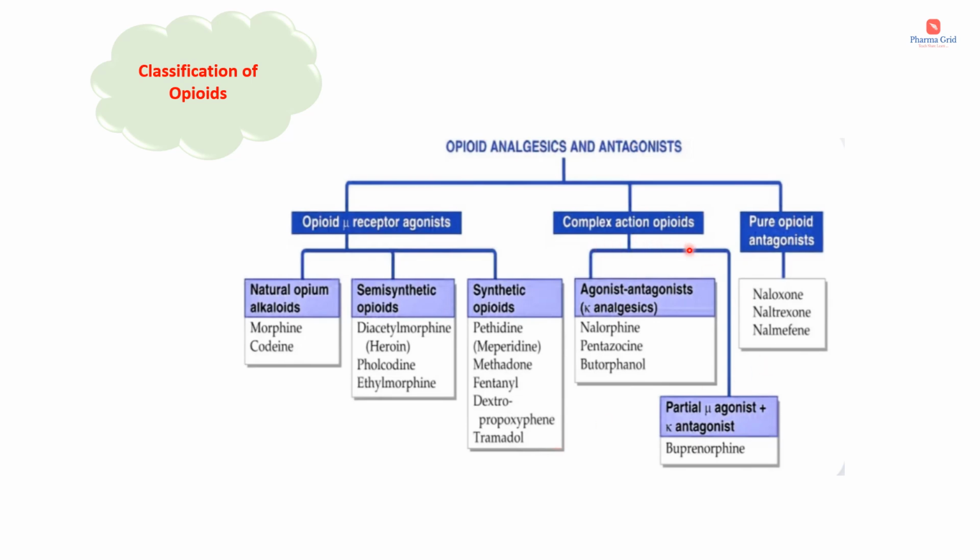Complex action opioids can be further subdivided into agonist-antagonists, also known as kappa analgesics, and partial mu agonist plus kappa antagonist. Here the example is buprenorphine, and agonist-antagonist examples include nalorphine, pentazocine and butorphanol. The last one is pure opioid antagonists. Examples include naloxone, naltrexone and nalmefene.